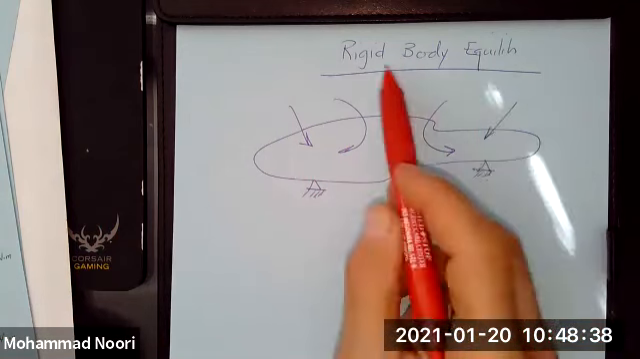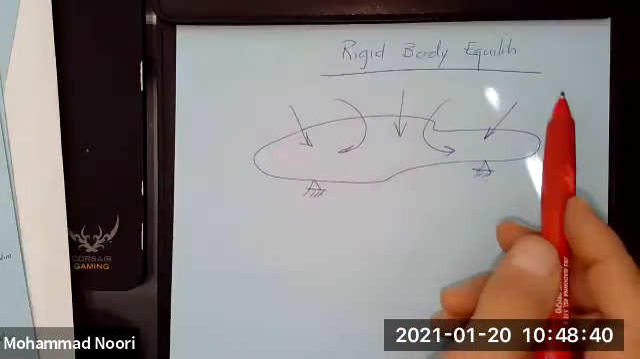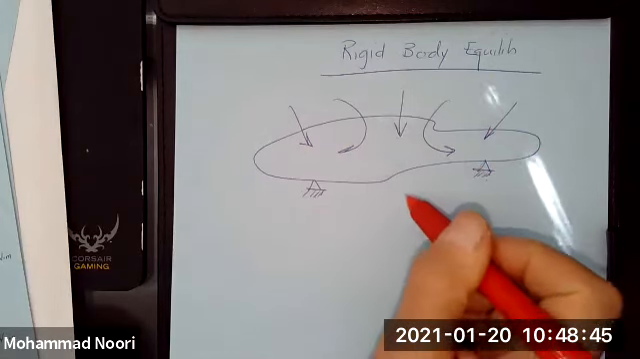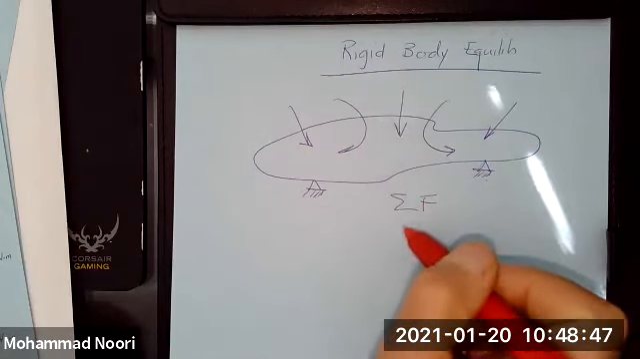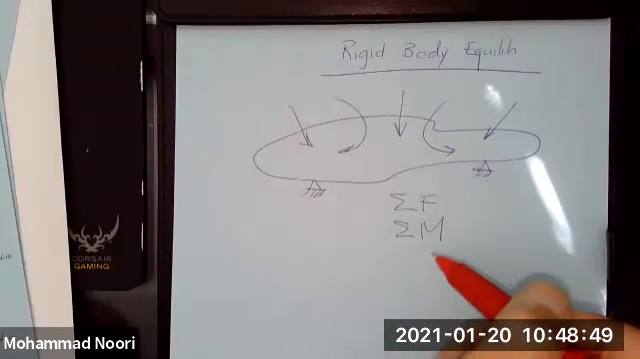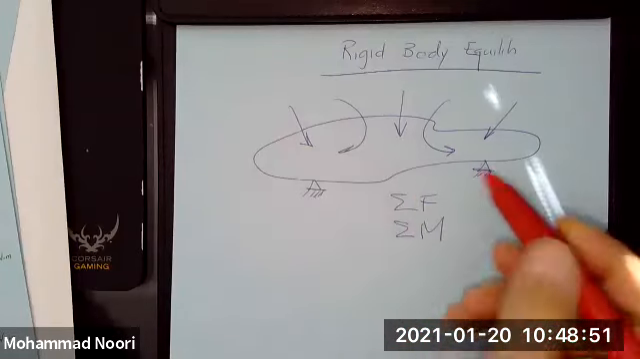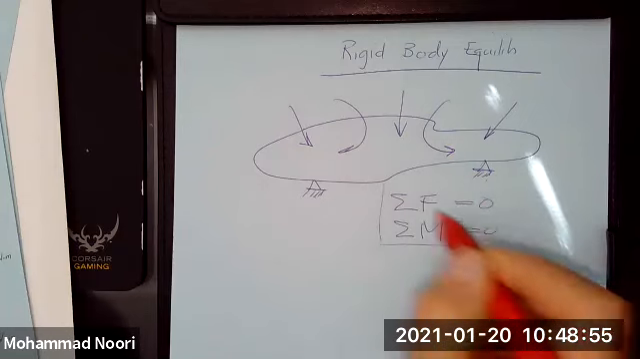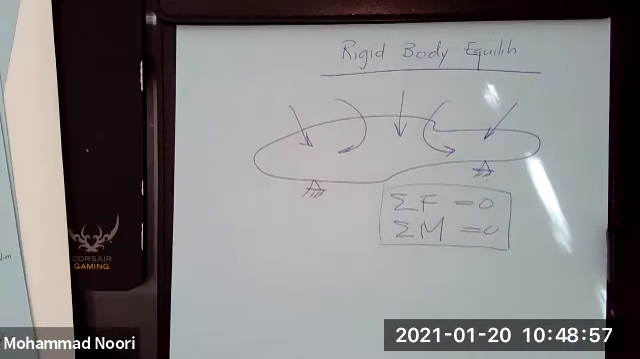We know, based on the concept of equivalent systems, that all of these forces and moments can reduce down to a single force and a single moment. So if this object is not moving, the sum of all these forces and the sum of all these moments has to be zero. This is the meaning of the concept of rigid body equilibrium.